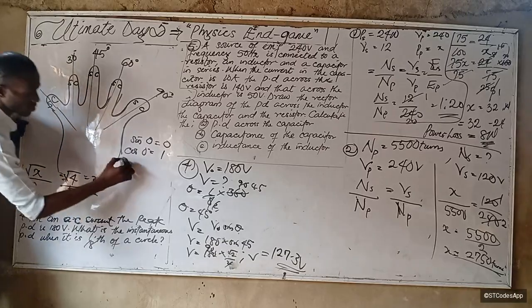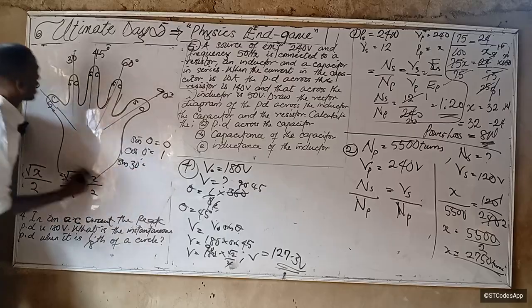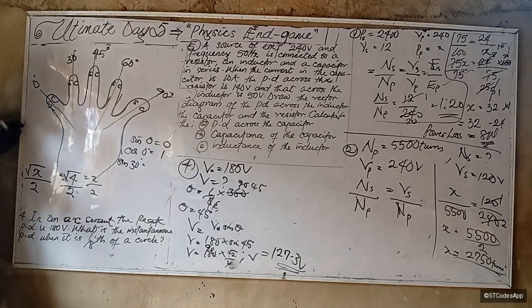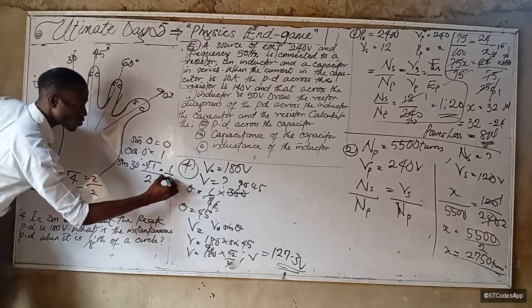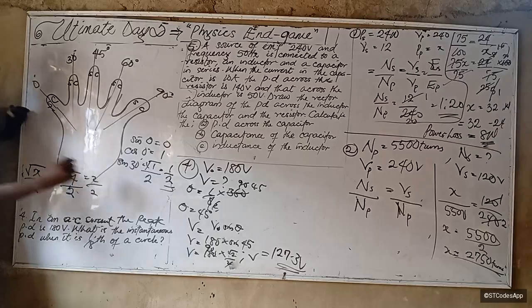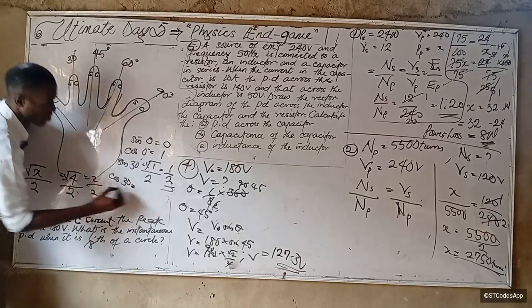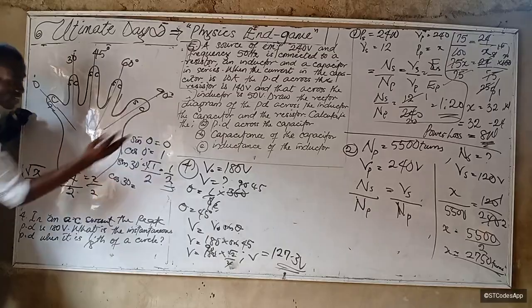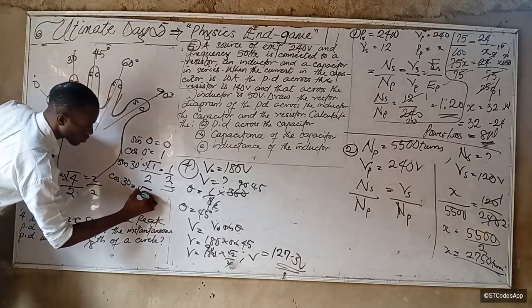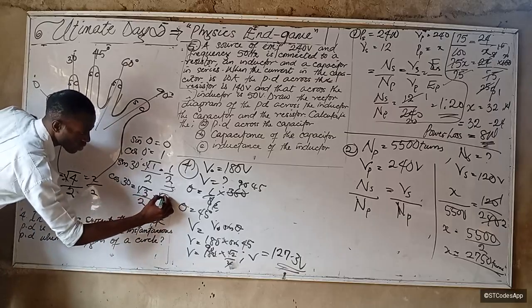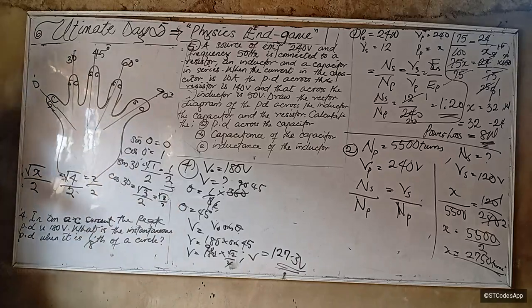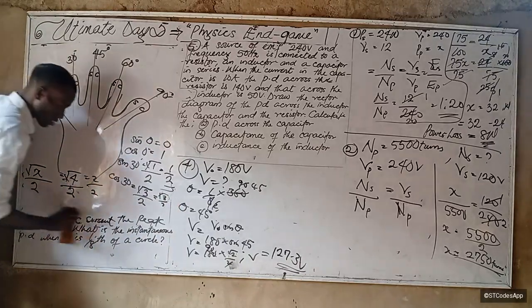Sine is on this side. How many fingers do we have on this side? 1. So we say square root of 1 over 2. Does that make sense? Cos 30. Cos is on this side. How many fingers have we here? So that will be root 3 over 2. Root 3 over 2, which is 0.8660.